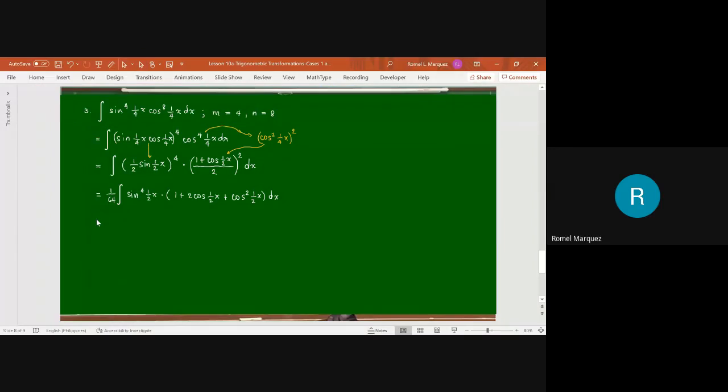And that is equal to, so instead of transforming this, let's retain that and then distribute inside. We have sine to the fourth 1/2 x dx plus 1/32, 1/64 times 2, integral of sine to the fourth 1/2 x cosine 1/2 x, and this is by the general power formula. Ready now for integration. The last integral is 1/64 integral of sine to the fourth 1/2 x cosine squared 1/2 x dx.